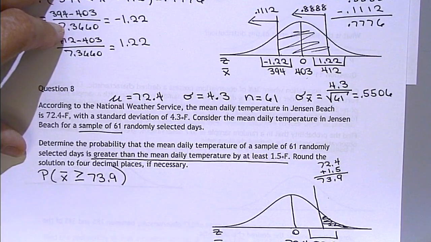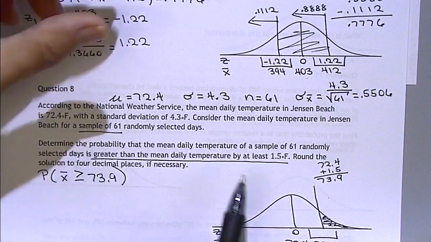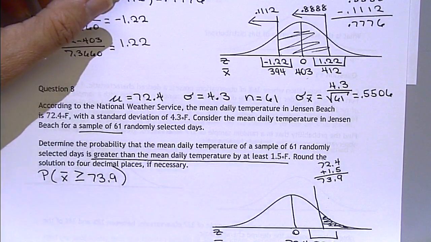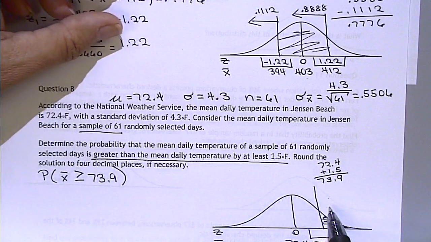Now, the equal to part doesn't change our probability one little bit. You left it off, it wouldn't matter, right? But you might have to pick the right statement on the test, and that equal would be important because it said is greater than by at least. This one would hit the at least. It would be 73.9 or greater. Now look, this is an area to the right problem.